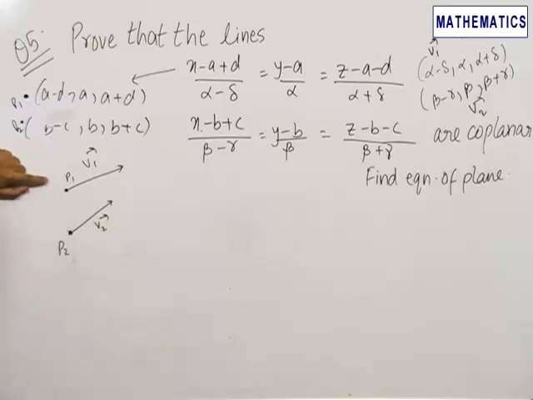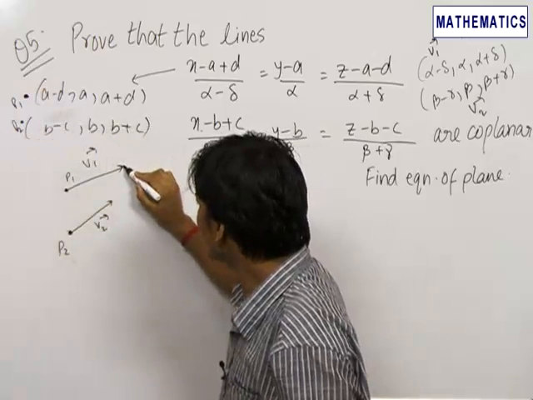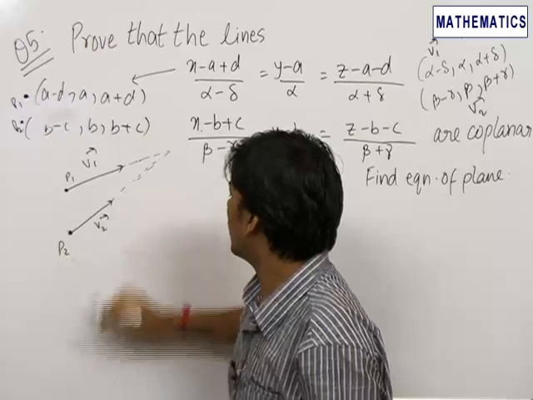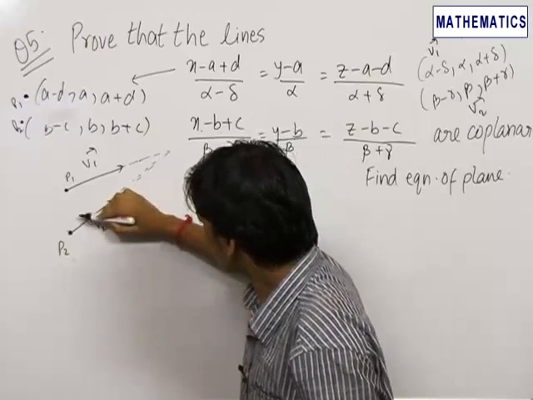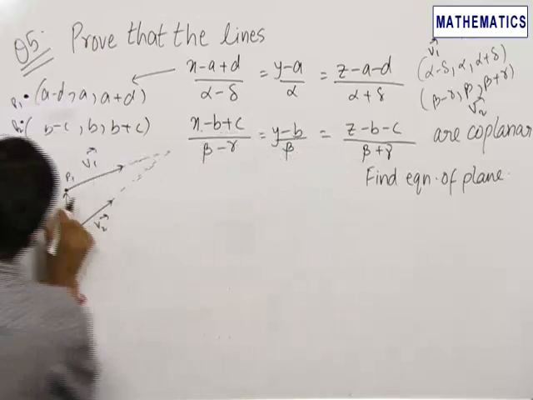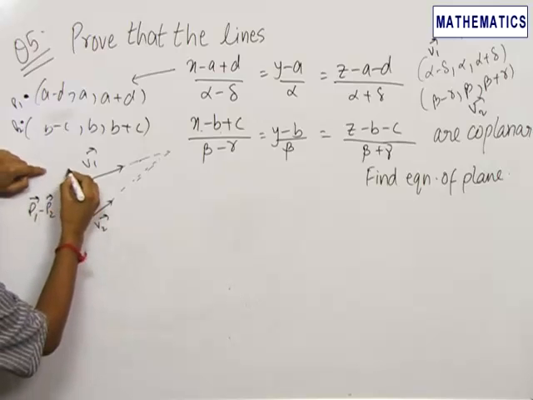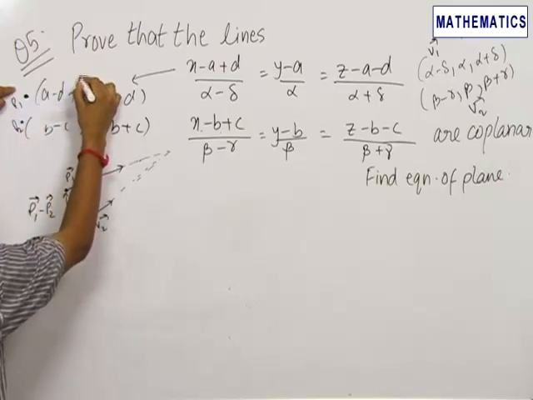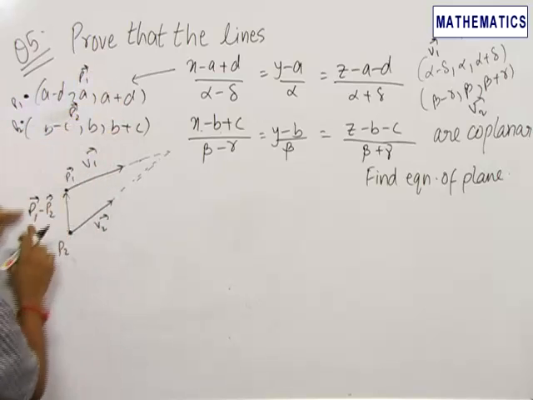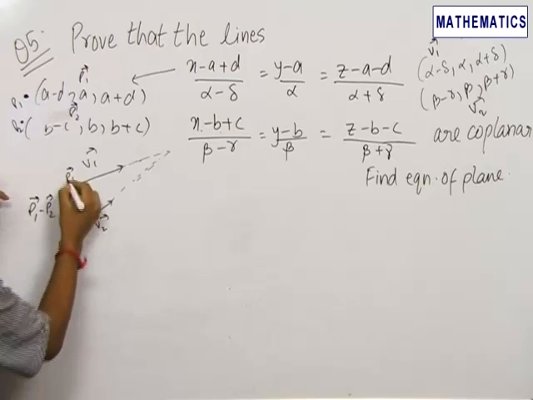Now we are taking the case of these two lines intersecting. So if these two lines are intersecting, then the vector P1 minus P2. P1 vector is the position vector of point P1, and this is P2 vector, the position vector of point P2. P1 vector minus P2 vector will give me the vector joining P2 to P1.